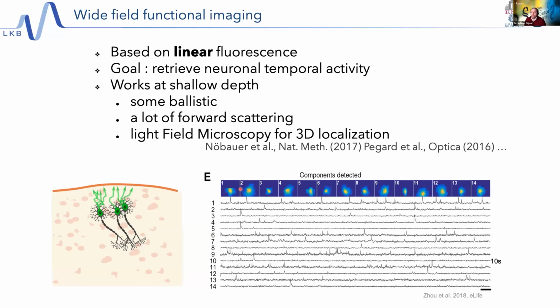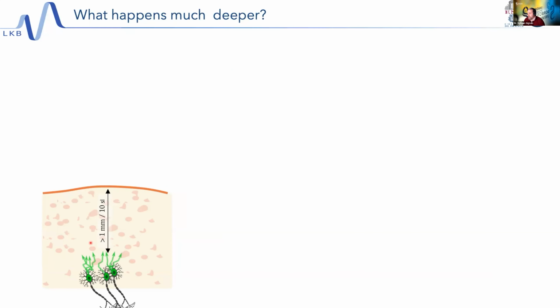Okay, so when you want to do wide field functional imaging, you basically want to look at the fluorescence from a set of neurons in a brain, and to monitor the temporal activity. And it works relatively well at shallow depths, or you can go deeper with, for instance, 2-photon excitation and microscopy. But at shallow depths, it works because you have some ballistic light. Light is not fully scattered. So you can observe the neurons that are close to the surface in different ways, also light field imaging and so on. But the problem is, how does it work when you go deeper?